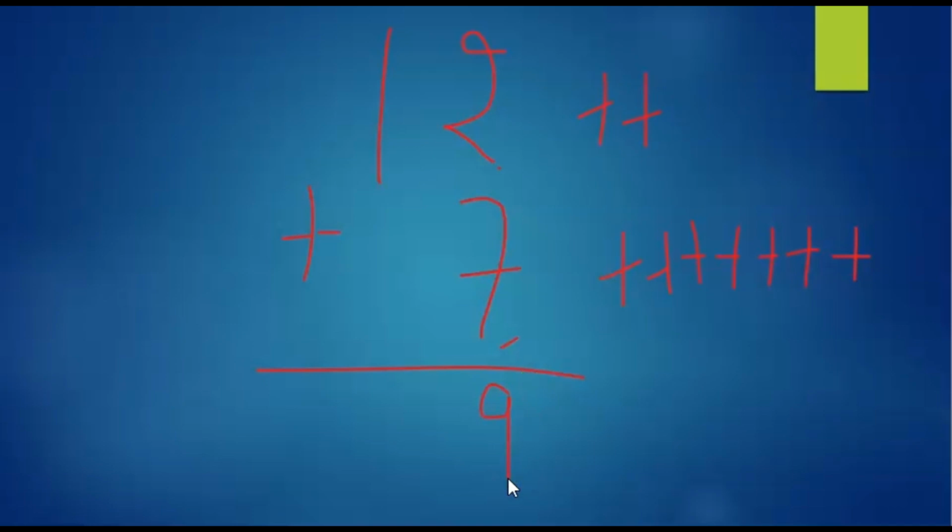Now let's come to the left side. The number here is 1 and there is nothing underneath. So we're gonna assume the number is 0. So 1 plus 0 is 1. So our total is 12 plus 7 equals to 19. I hope that gives you an idea of how to do double-digit addition numbers. Let's do another problem.